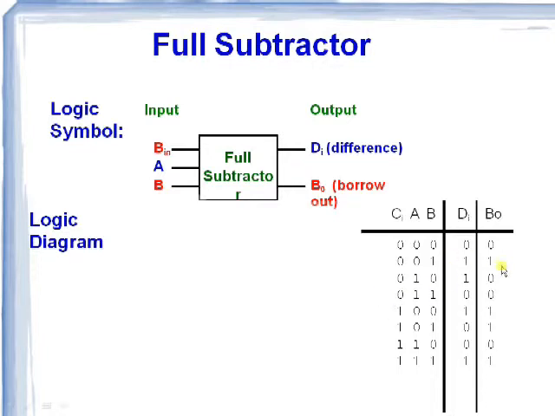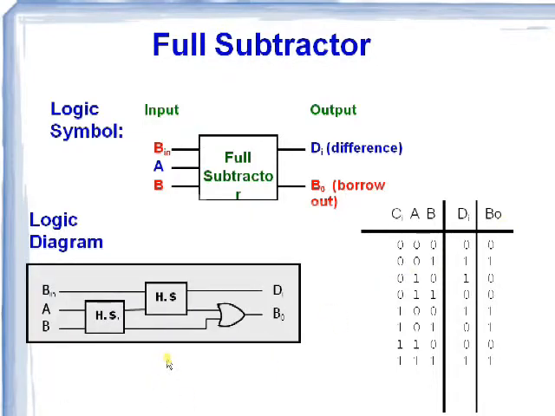If you plot the output expressions for Di and B0 on a K map, then you'll get this, which is the representation of the full subtractor circuit.